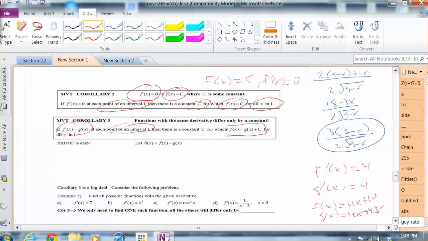That if you have two derivative functions that equal each other, then the original function will equal the other original function plus a constant. And of course, you can move the constants around, so it doesn't really matter.